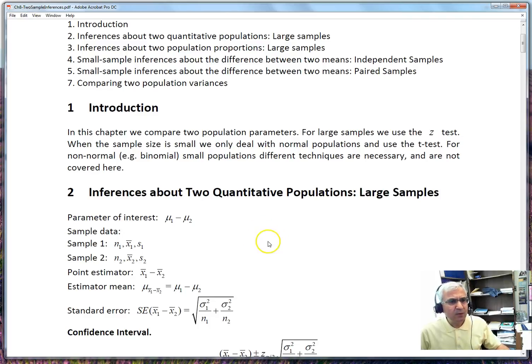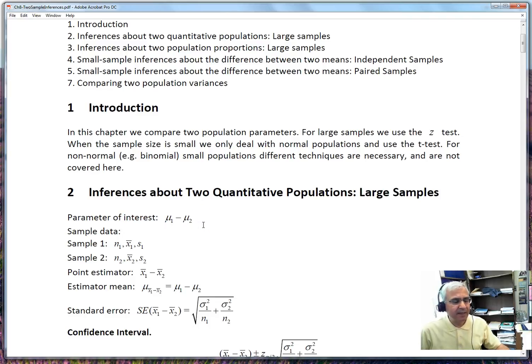So what do we mean by inferences when we have two populations? Basically, we have to understand the parameter of interest. In this case, we are interested in two populations, and the parameter would be the difference between their means. So it's mu1 minus mu2. Okay, so that's the parameter we are interested in.